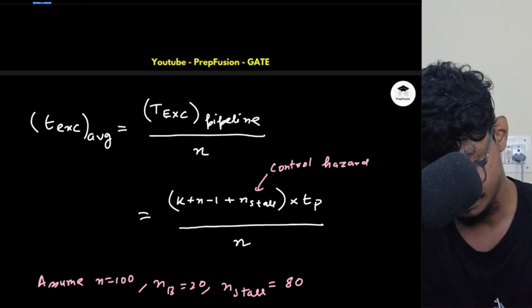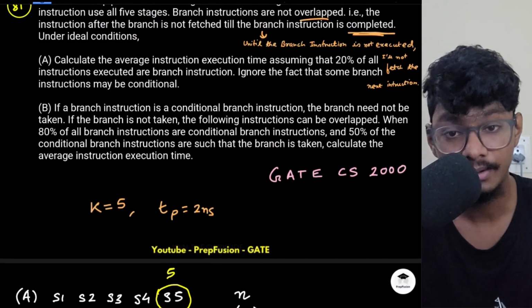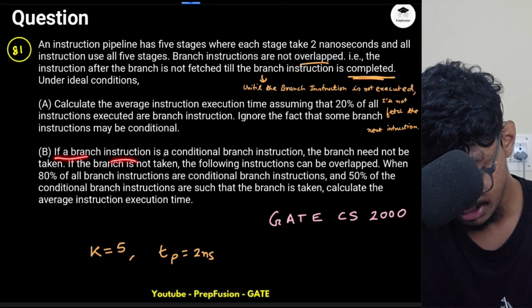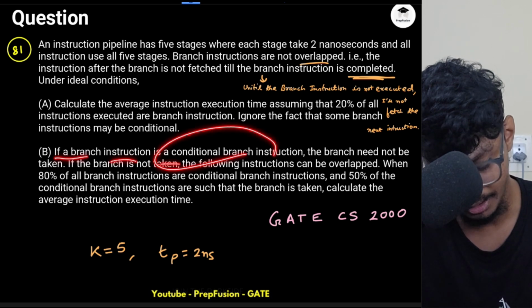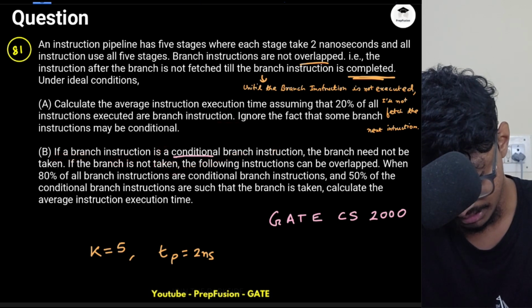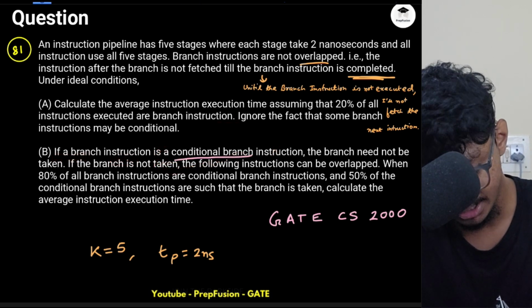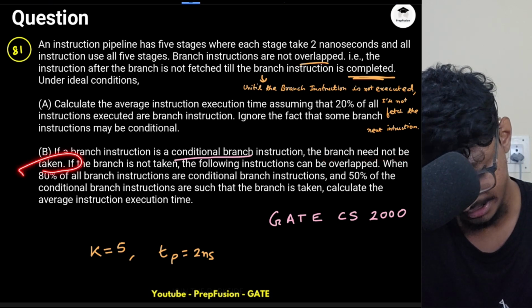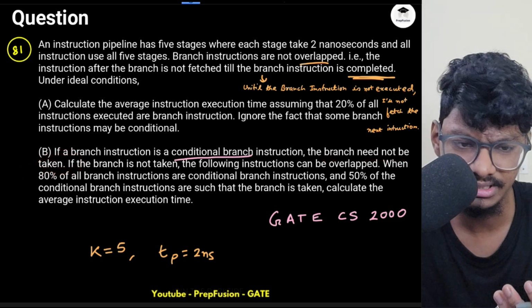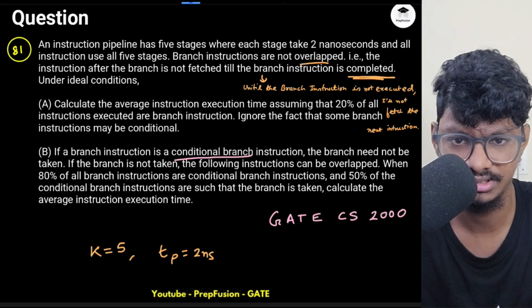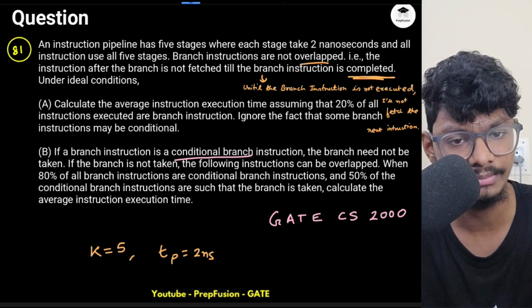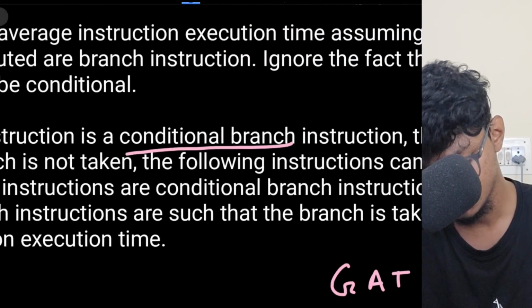Let's solve part B. What is part B telling us? In part B, the branch is a conditional branch. They are telling me that if it's a conditional branch instruction, the branch need not be taken. It depends on the evaluation of the condition. If the condition is true, we take the branch. If the condition is false, we don't take the branch. That is what they're telling.